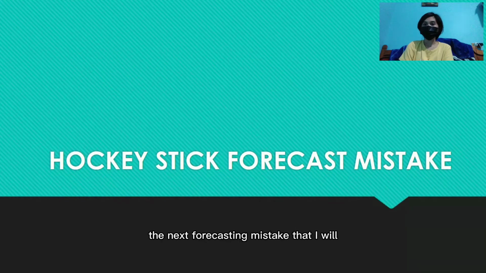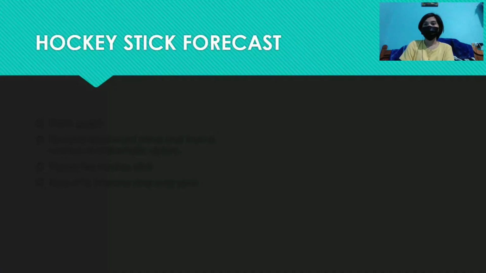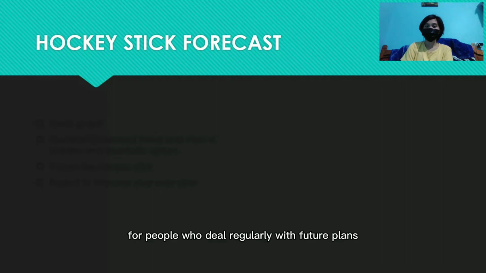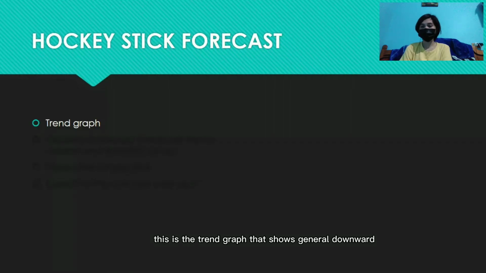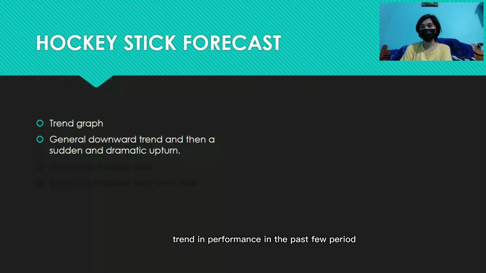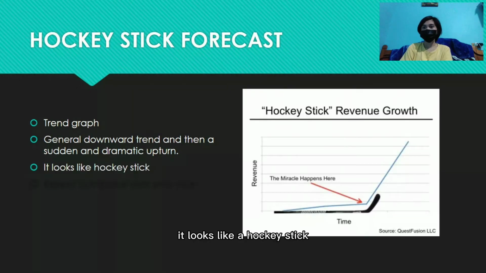The next forecasting mistake that I will discuss is the hockey stick forecast mistake. Hockey stick forecast is a fairly common concept for people who deal regularly with future plans of one type or another. This is the trend graph that shows general downward trend in performance in the past few periods, actual results, and then a sudden and dramatic upturn in forecast results. It looks like a hockey stick.